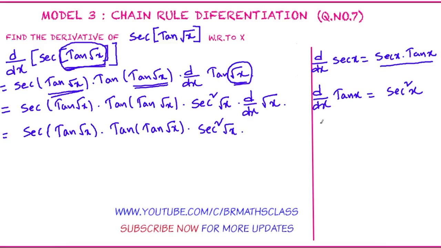Do you have any direct formula? Yes, we learned that the derivative of root x is equal to 1 divided by 2 root x. So you apply the direct formula here. The derivative of root x is 1 divided by 2 root x.